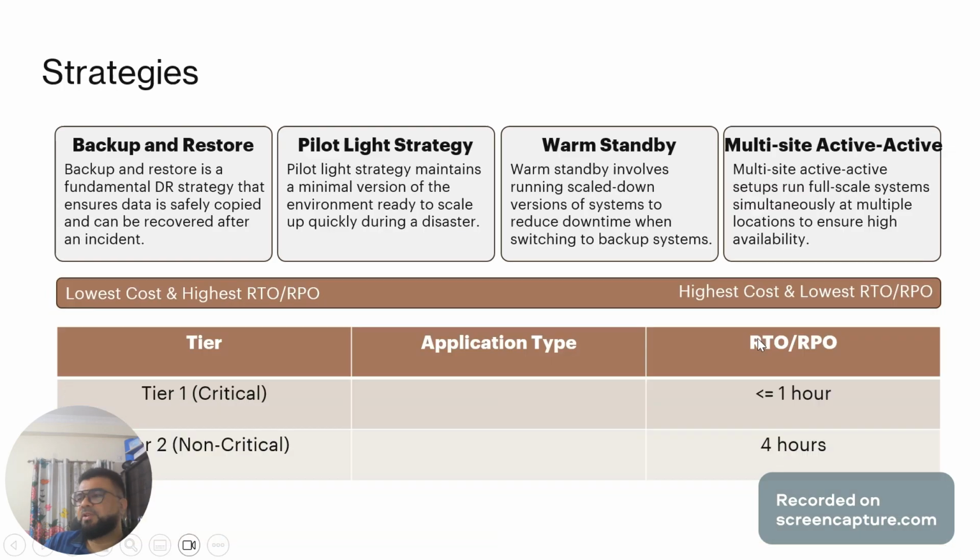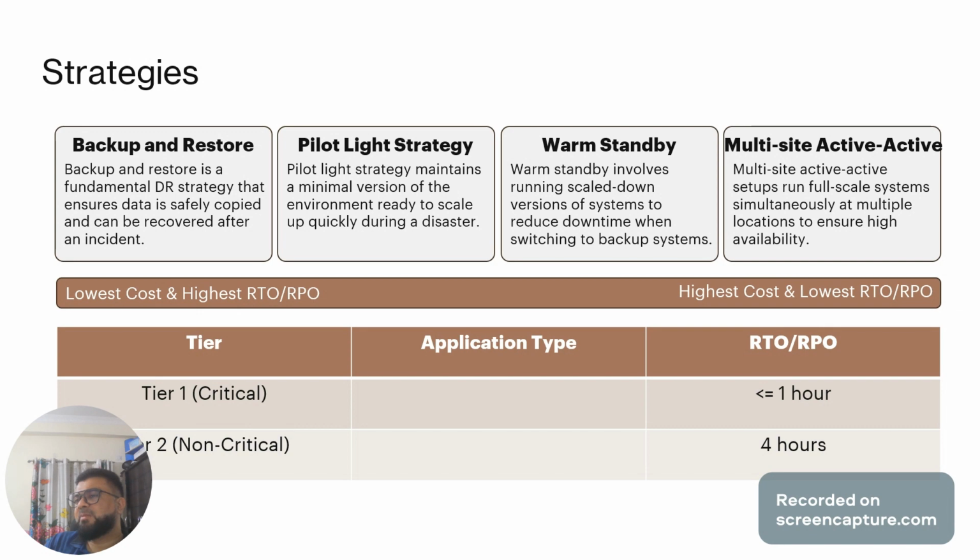With our inventory complete and our RTO and RPO targets set, it's time to choose the right disaster recovery strategy for our workloads. AWS offers several established patterns and they fall on the spectrum of cost versus speed. On the lower cost end, with the highest RTO and RPO, we have simple backup and restore. This is where we safely copy data and can recover it after an incident, but the recovery time is the longest. Moving up the scale, we have the pilot light strategy.